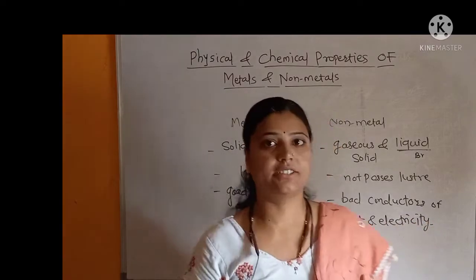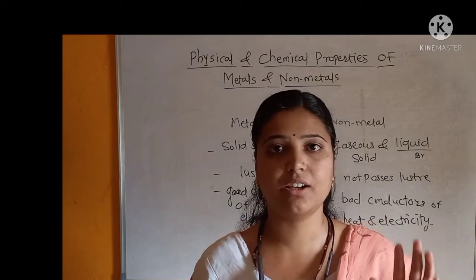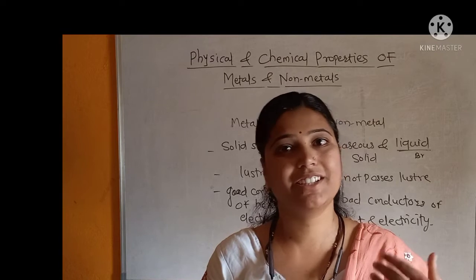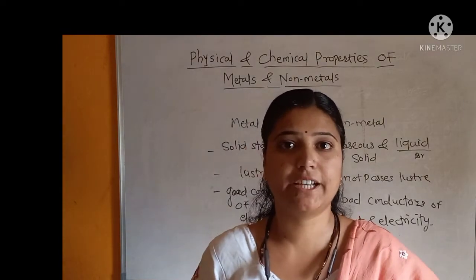In our daily kitchen utensils, we are using different utensils. They are all made from metals, not plastic. If you use plastic, it melts. Plastic is also a bad conductor of heat and electricity.